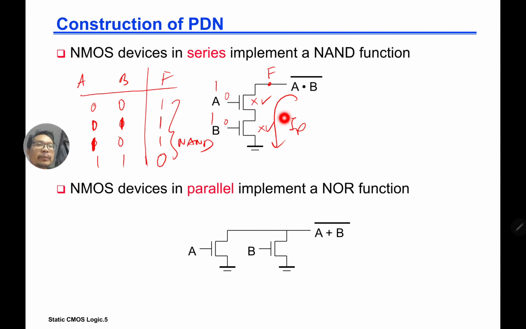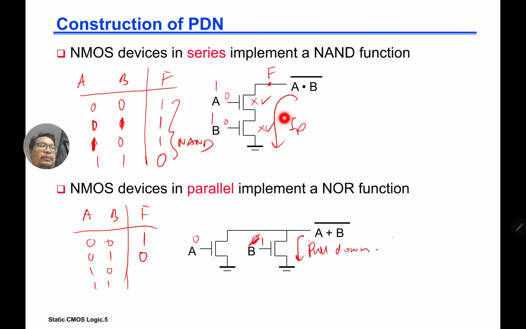So what about the parallel? In parallel, you can analyze the same. So 0 0, 0 1, 1 0, 1 1. If you put a 0 here and a 0 there, it's going to be a 1, because they cannot pull down to 0. But if you put a 1 here and a 0 there, now we have a current going down, and it's going to pull down to 0 through B.